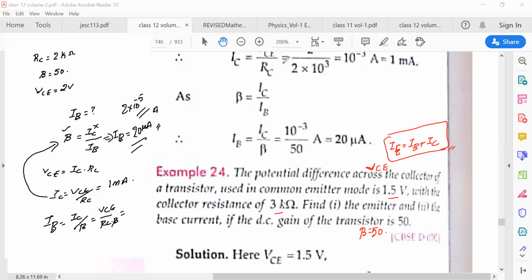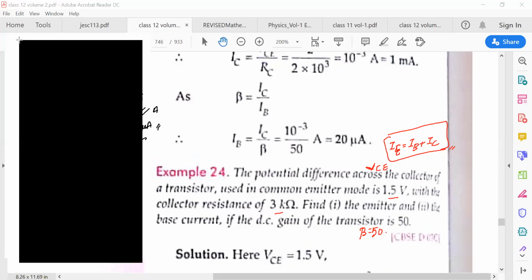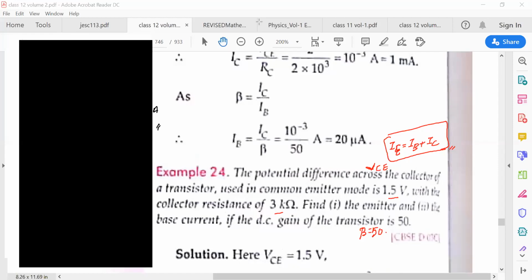See, the relation, so I'll go one by one. They have given VCE. Let's see one by one. So in the question, they have given the VCE. So VCE is equal to 1.5 volts.